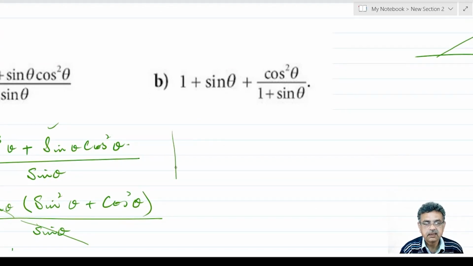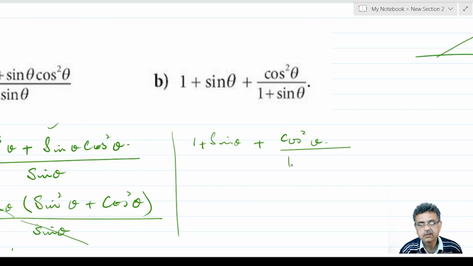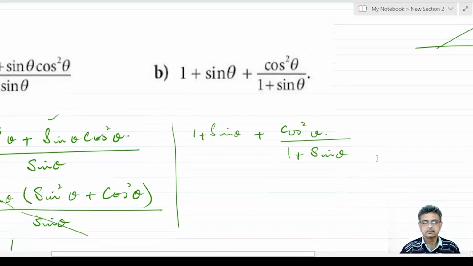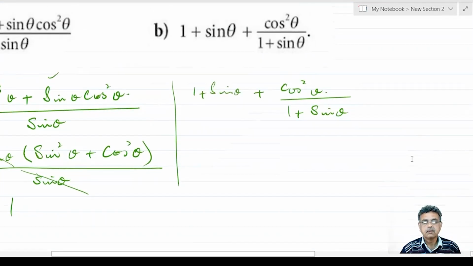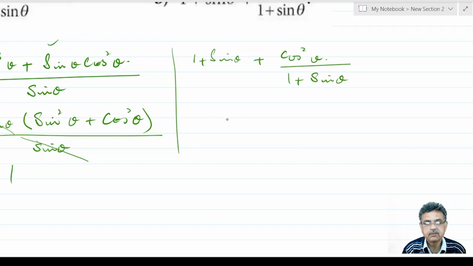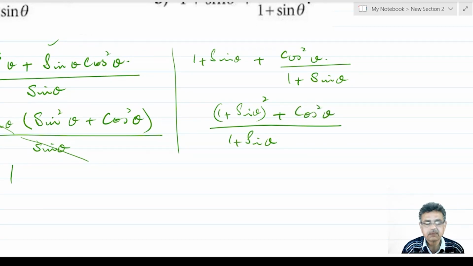1 plus sine theta, 1 plus sine theta plus cos square theta over 1 plus sine theta. Now, if we have to simplify, let's take its LCM. 1 plus sine theta is the LCM. This will be 1 plus sine theta whole square plus cos square theta.